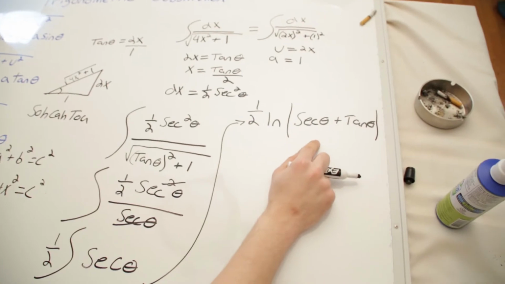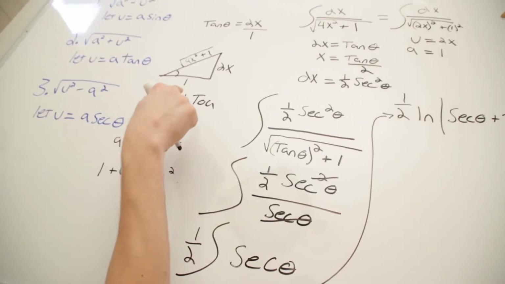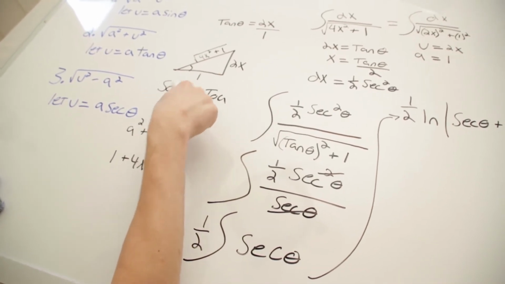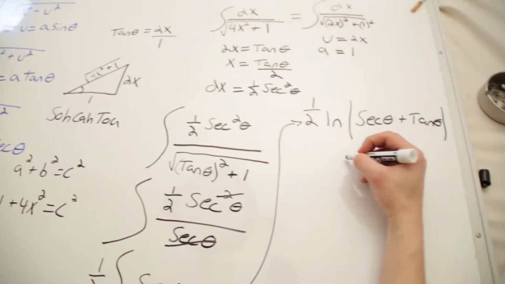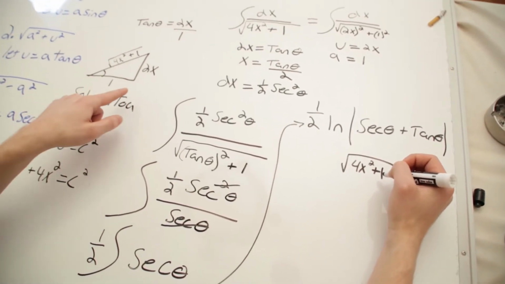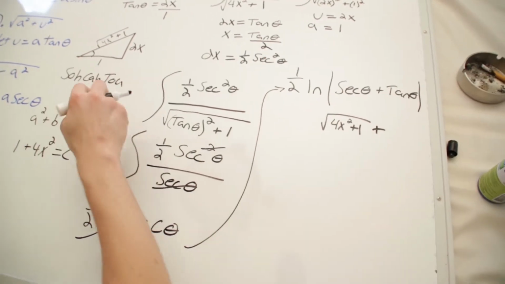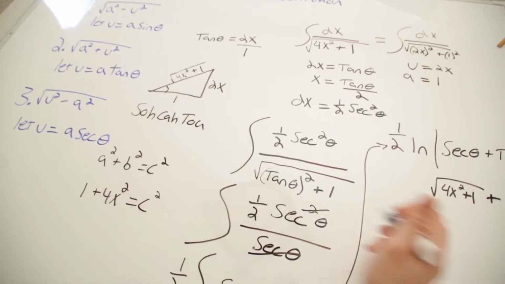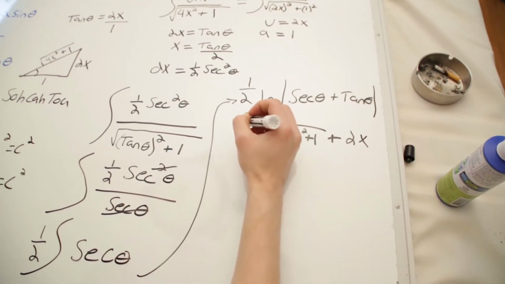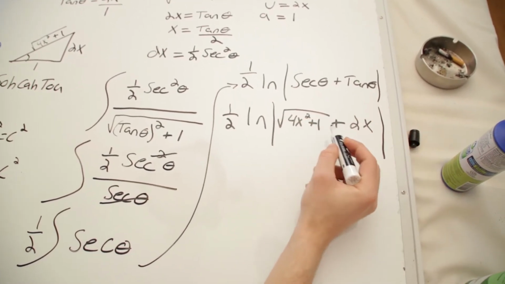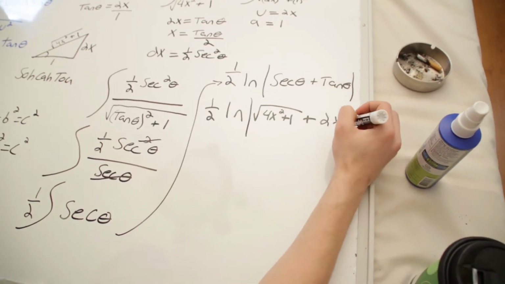We evaluate these individually. Let's do secant first. So secant is equal to hypotenuse over adjacent, because remember, it's 1 over cosine. So our hypotenuse here is root 4x squared plus 1, and our adjacent is just 1. Let's look at tangent. Tangent is opposite over adjacent. So opposite, 2x, adjacent, 1. We just have 2x. So we're gonna have 1/2 times the natural log of root 4x squared plus 1 plus 2x. Oh my God, and plus c.